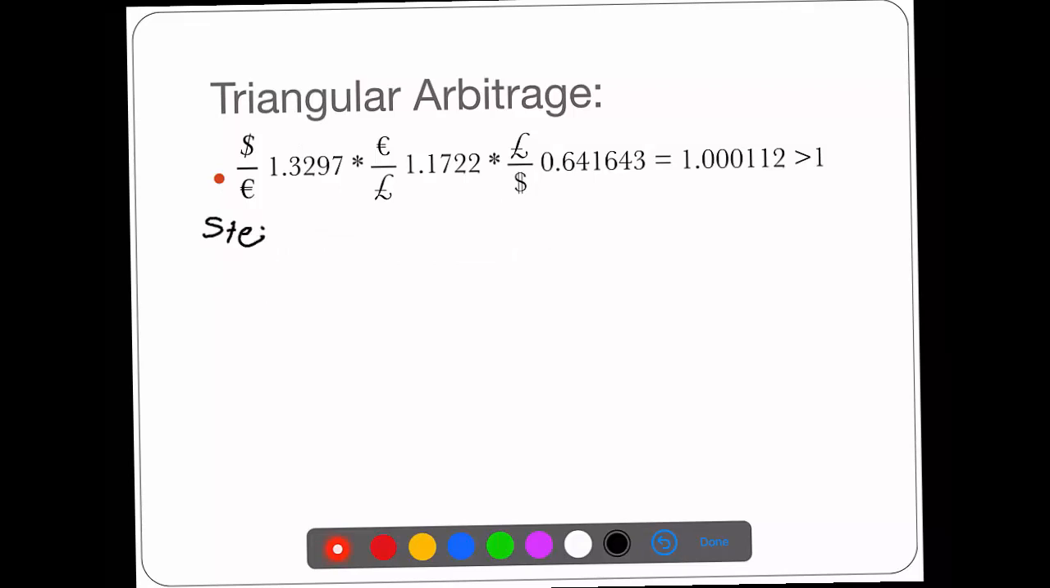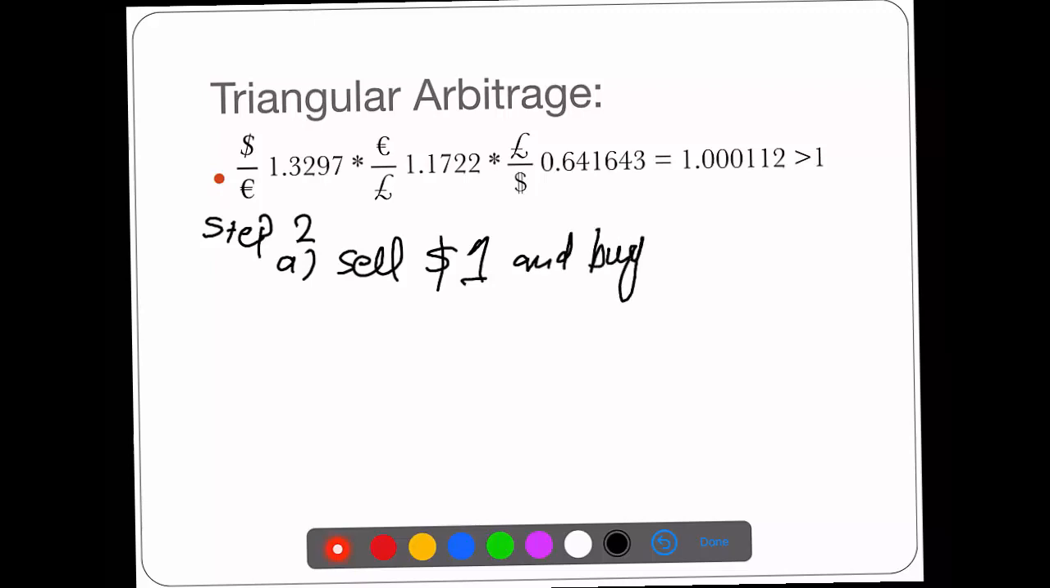So the step 2, sell $1 and buy pound 0.641643. So you are selling this in the denominator and buying the pound over here. And we can see that $1 is equal to 0.641643 units of the pound. So this is the first part of the second step.